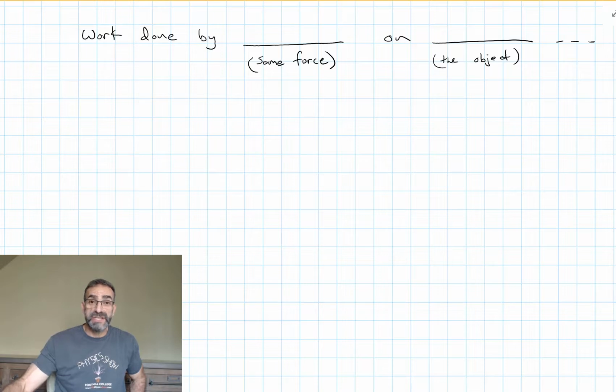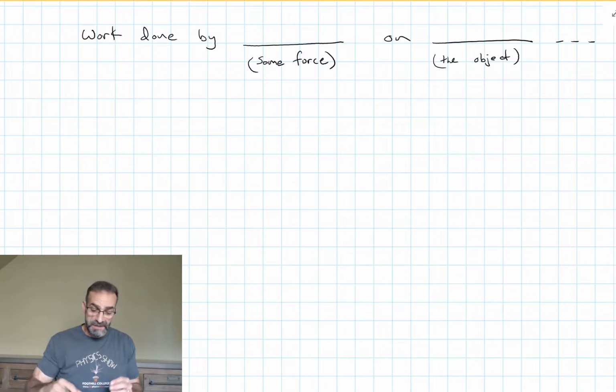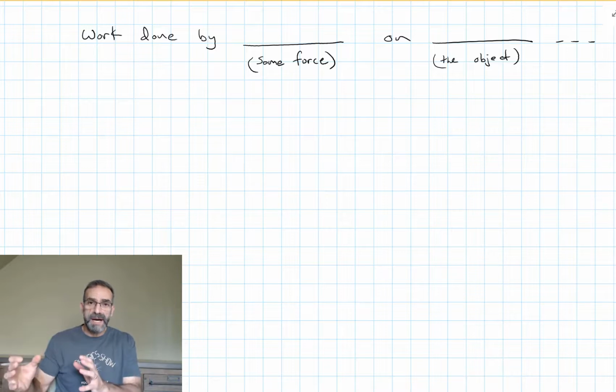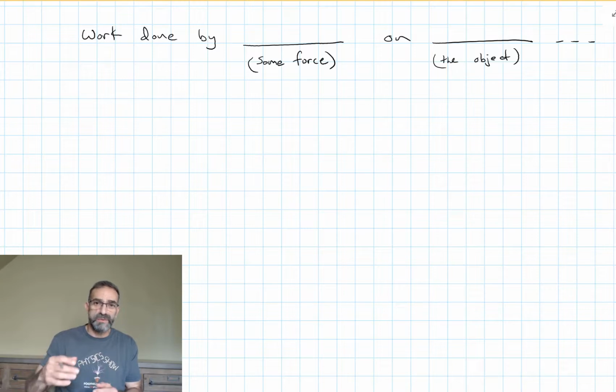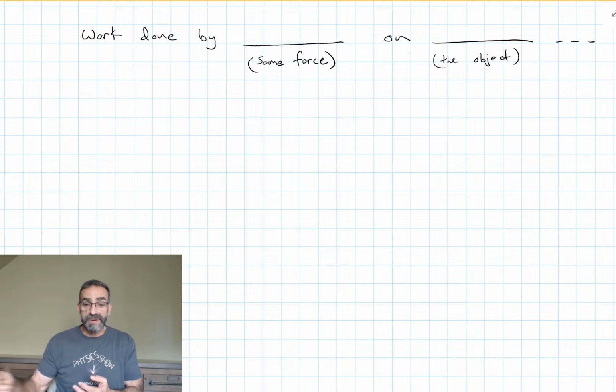One good habit to get into when you're talking about work done is always using this expression: work done by some force on some object is whatever, positive, negative, 24 joules. So for example, I would say work done by friction on the box is negative 4 joules, something like that. Work done by the normal force on the box is 0. Work done by my hand on the box is positive.